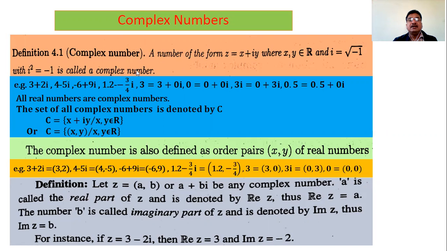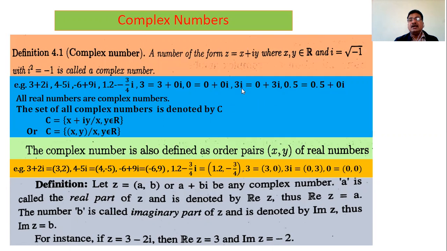Then 3 is actually a natural number or integer, but it is a real number. We can express 3 in the form 3 plus 0i, so it is a complex number. So all integers and all real numbers are complex numbers. 0.5 is a purely real number, but it is also a complex number. We can write 0.5 as 0.5 plus 0i. So all real numbers are complex numbers. Obviously, all natural numbers and all integers are complex numbers.